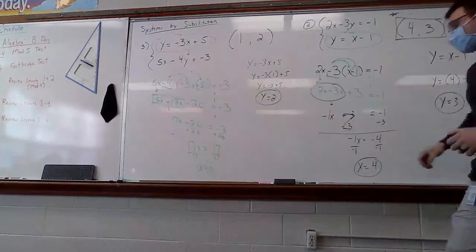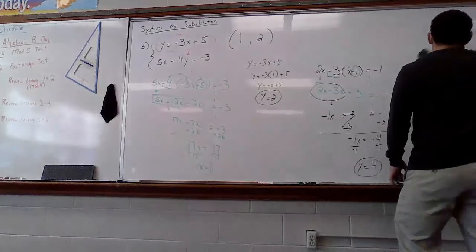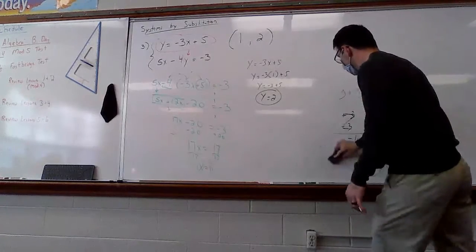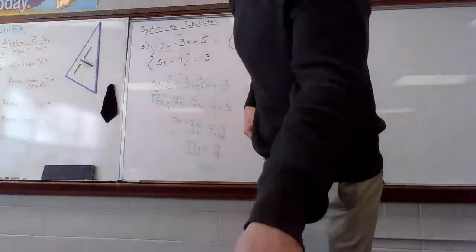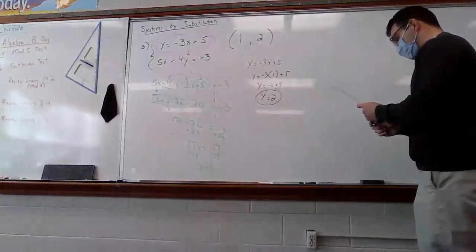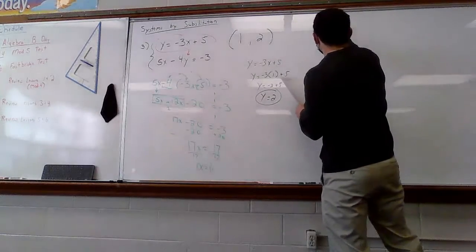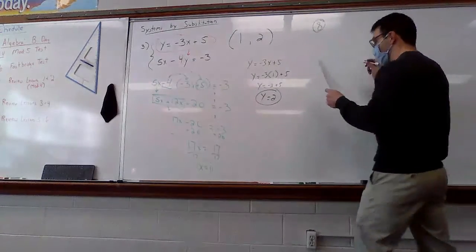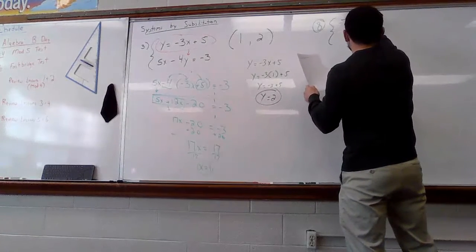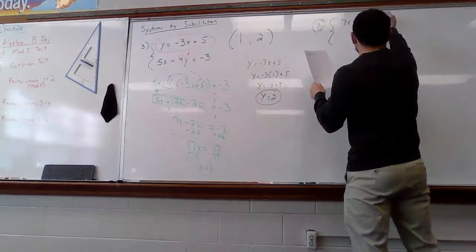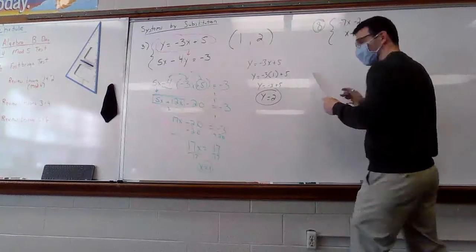Okay. Now we're going to do one trickier one. Let's go to number 8. So now we're going to number 8. Negative 7x minus 2y equals negative 13. X minus 2y equals 11.